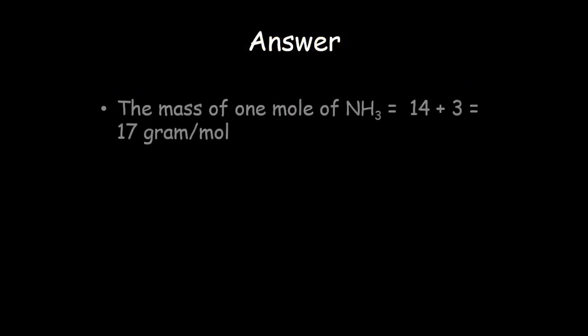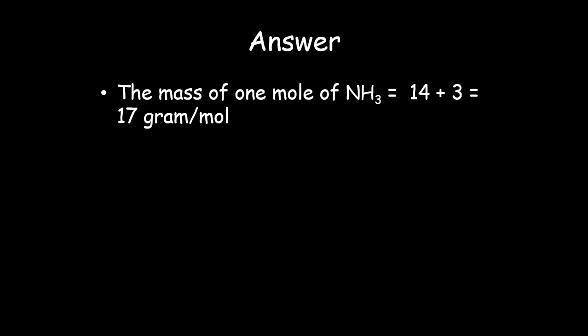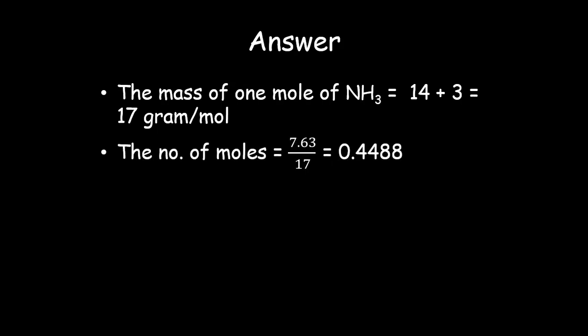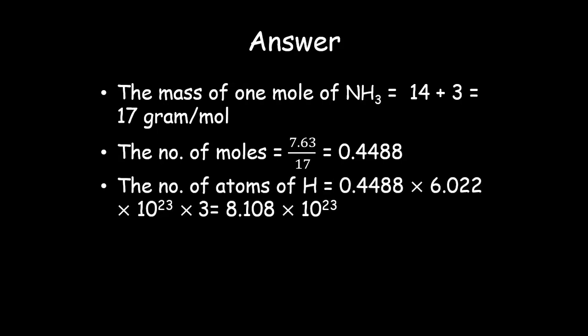The answer: the mass of one mole of NH3 equals 14 plus 3 equals 17 gram per mole. The number of moles in the sample that he gave us is 7.63 over 17, which equals 0.4488. The number of atoms of hydrogen equals 0.4488 times 6.022 times 10 power 23 times 3, which equals 8.108 times 10 power 23. The answer is D.